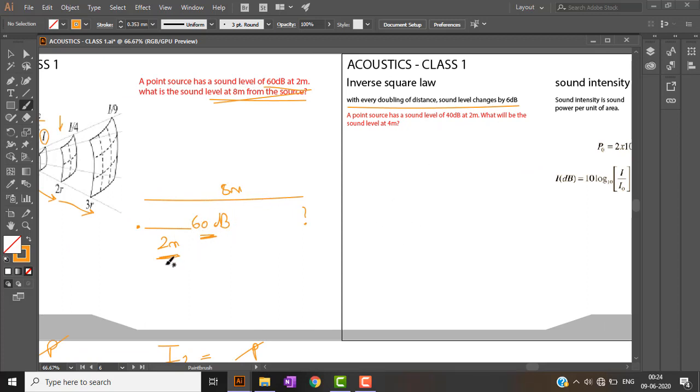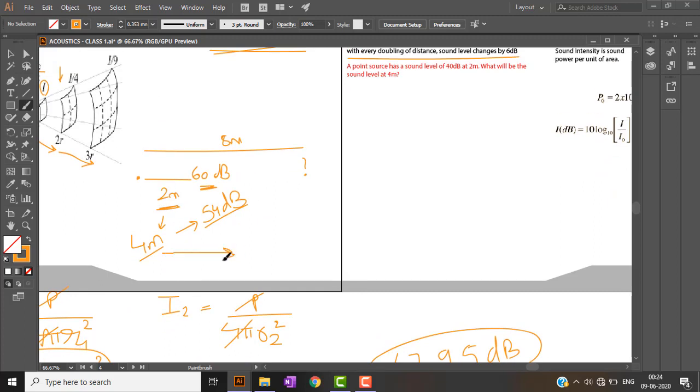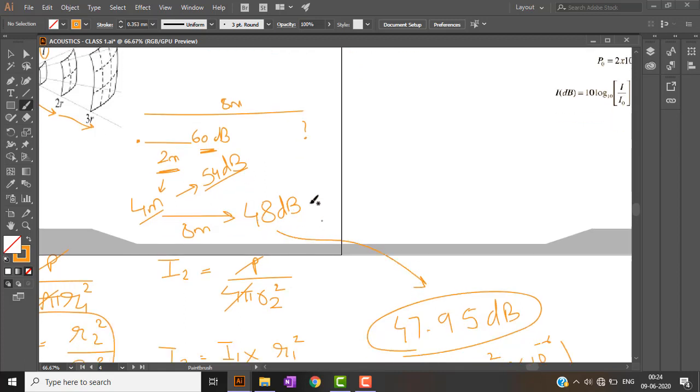So now let's see this example. At 2 meter it's 60 decibels. At doubling of distance, which means 2 becomes 4, sound will reduce by 6 dB, which means it will become 54 decibels. When the distance increases, intensity level will decrease because they are inversely proportional. With doubling of distance again, 4 meter becomes 8 meter, so this will further decrease by 6 dB, which will become 48 decibels. Okay, 48 decibels, the accurate value is 47.95 decibels.